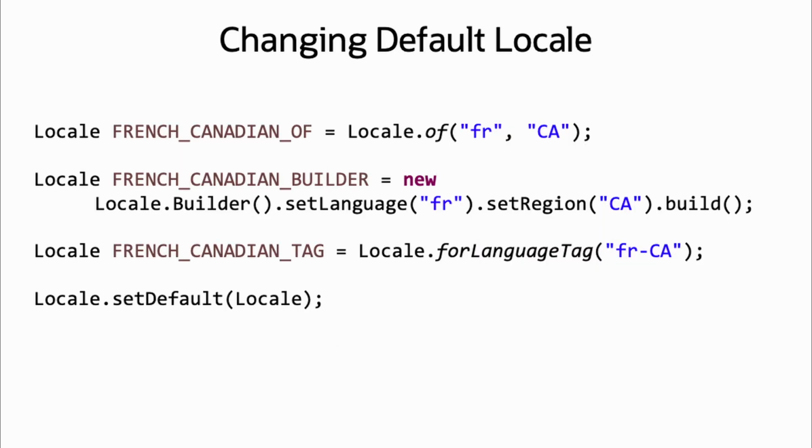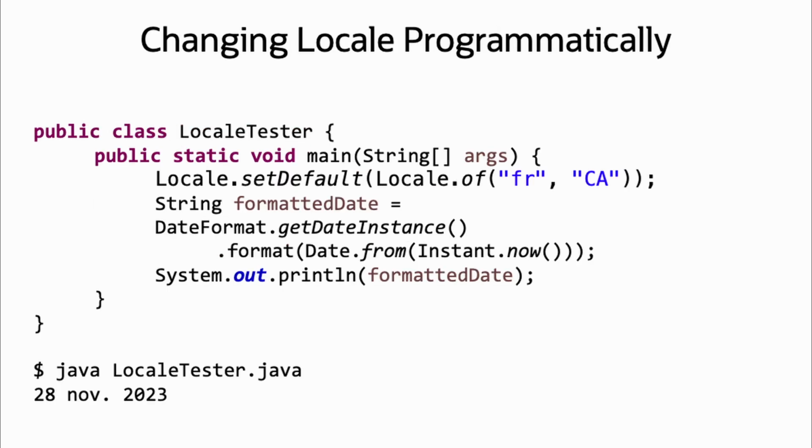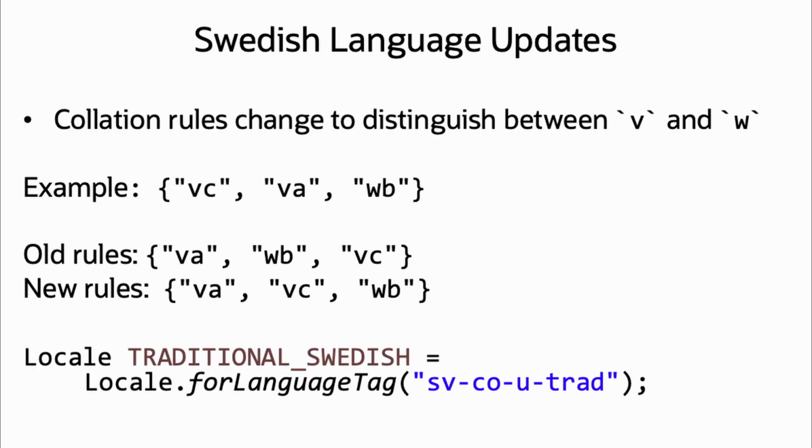If you do need to change the default locale, it can be done programmatically using either Locale.of, Locale.Builder, or Locale.forLanguageTag, and passing the locale to Locale.setDefault, like in this example of changing the locale to Canadian French.